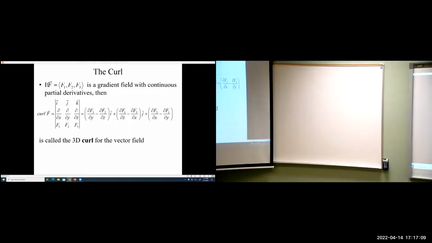With the 2D curl, because we're in 2D, we just get a positive or negative, and that just tells us which way it's spinning, clockwise or counterclockwise, because it's either coming out of the board or into the board.